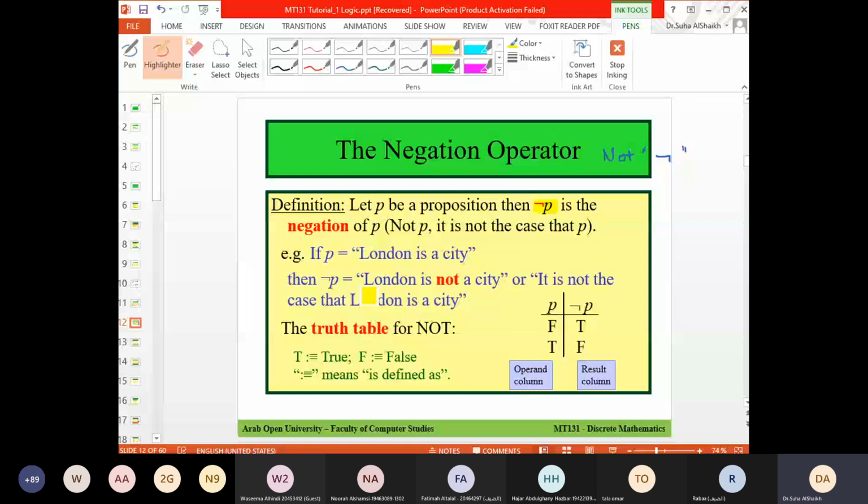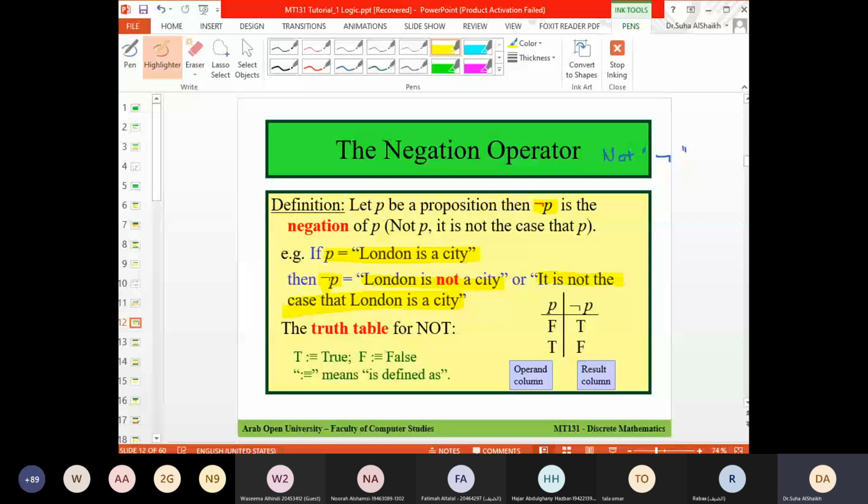I told you operators are like plus, minus and multiplication. These are operators, but here they operate on propositions. Okay? So we have this statement here, P: London is a city. If I want the negation of P, what will it be? It will be London is not a city. Or we can say it is not the case that London is a city. It's the unary operator, that's correct. It's acting on one statement.